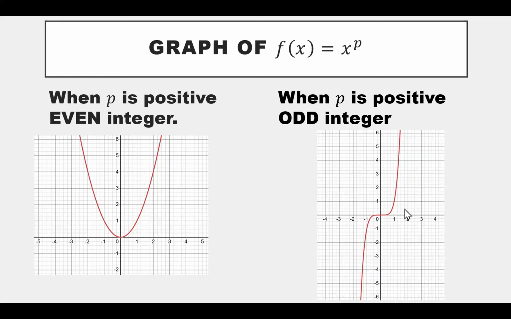This looks like it's probably either x to the third or x to the fifth. f of x equals x to the third or f of x equals x to the fifth. So when we have a positive even integer, we get this cup shape where both sides are going off to positive infinity. When we have a positive odd integer, we go from negative infinity up to positive infinity. And we saw what happened if we plug in a coefficient here in front of the x to the p power.